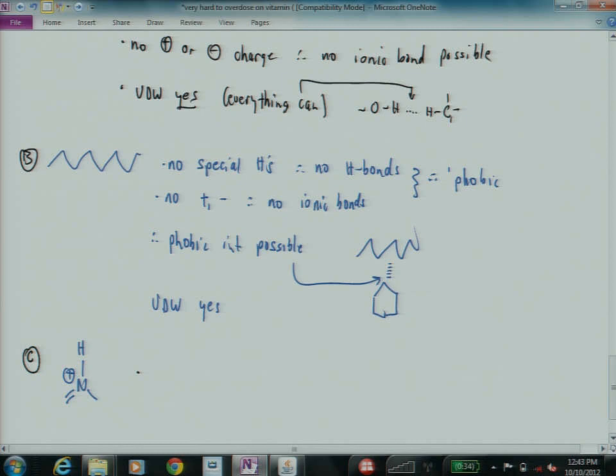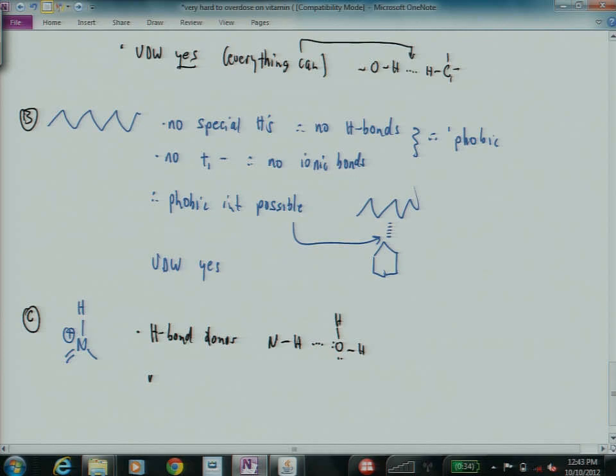Can you make a hydrogen bond to the hydrogen? Yes. It is a special hydrogen. So yes, the answer is there's an H bond donor, NH, and you could make a hydrogen bond to water if you like. There's no H bond acceptor, but that's okay. You still can make a hydrogen bond. So H bonds are possible.